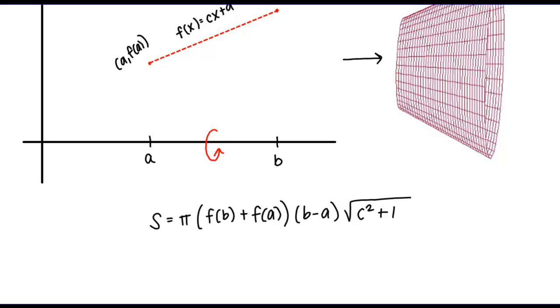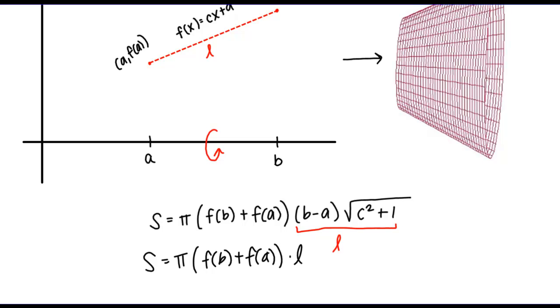Now, another way you may see this expression written is by taking this quantity here, b minus a, times the square root of c squared plus 1, and renaming it L, where L is just the length of the line segment. Okay, so you may see then S equals pi times f of b plus f of a times L.